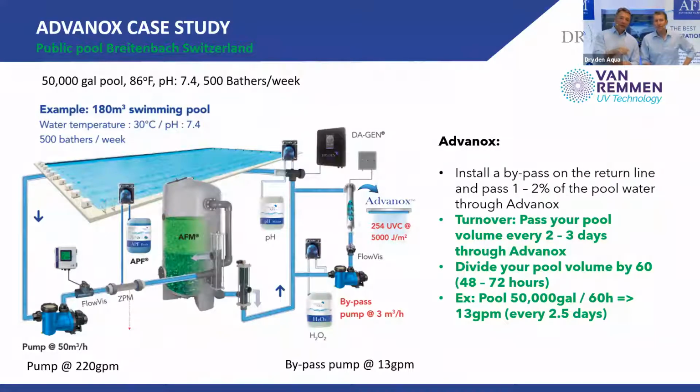If you take this Breitenbach again as an example, it's a 180 cubic meter pool, very, very busy. 50,000 gallon, yes. And you pass this every 2 to 3 days. So I took 2.5 days, this is 60 hours. You take your pool volume, you divide it by 60, and this gives you the 13 gallons per minute that you have to treat, only this.